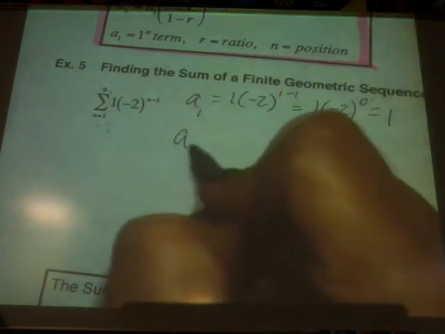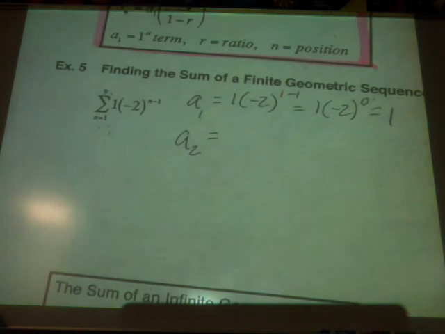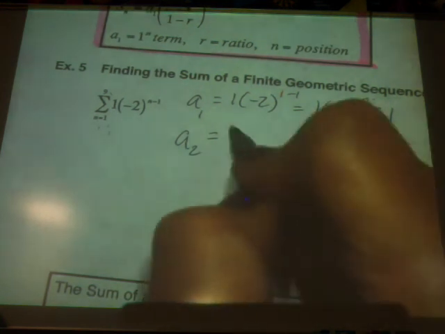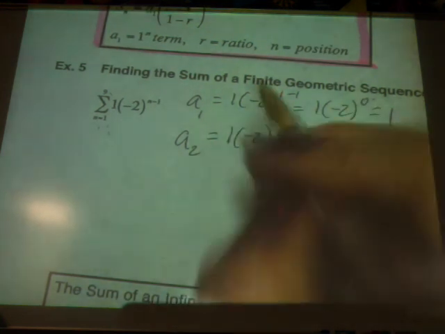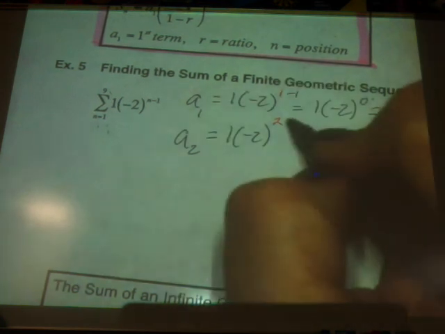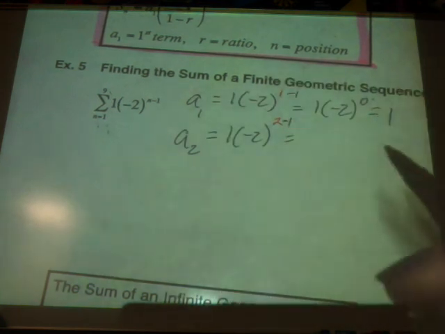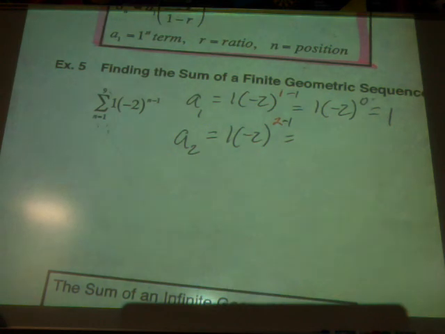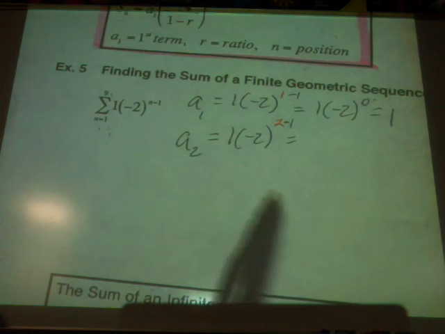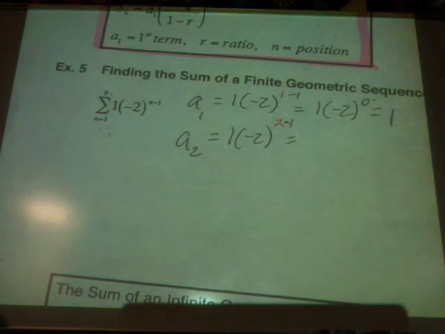If I find a sub 2, so I've got 1 times negative 2 to the 2 minus 1. Why does the calculator make it negative? You're raising the negative to the power. So your calculator made it negative. Did you use parentheses? That's why. Because if you don't use parentheses, your calculator does not think the negative is raised to the exponent.